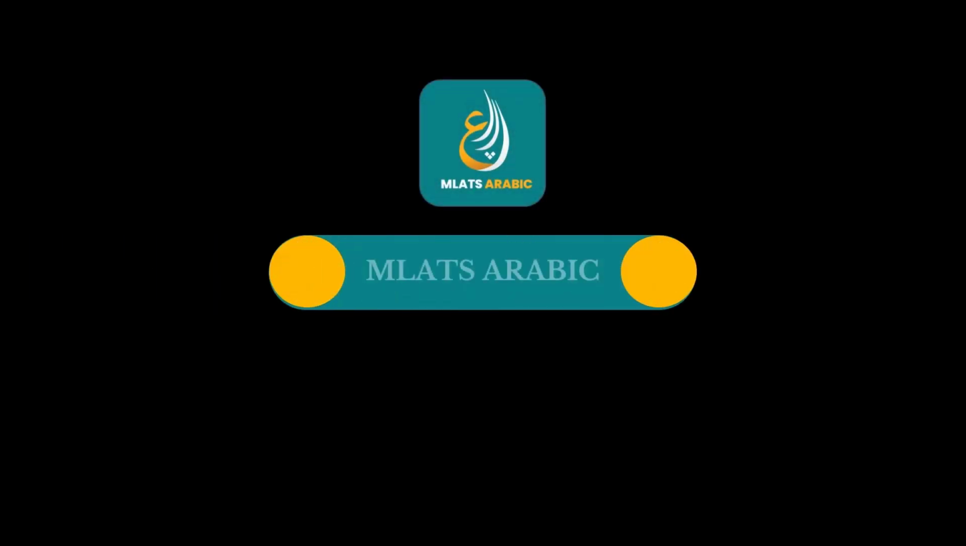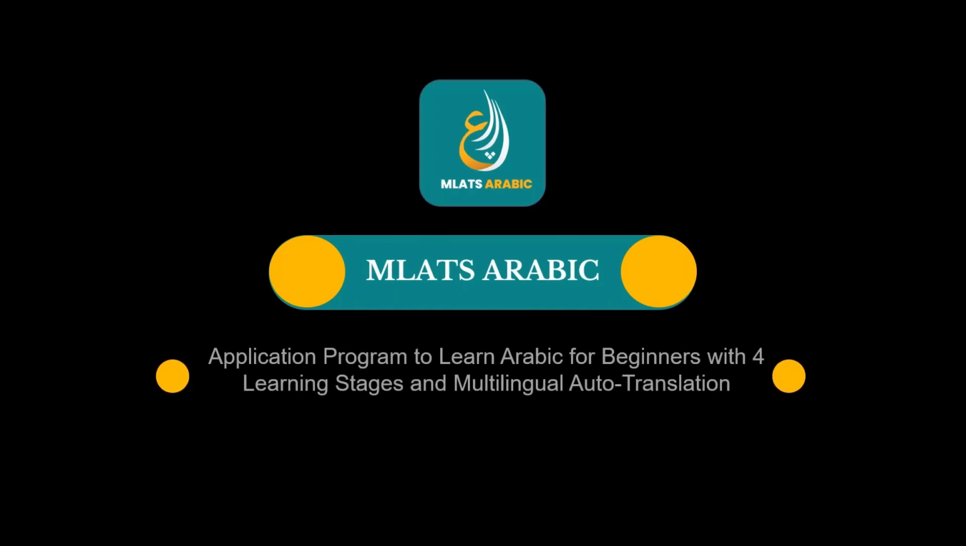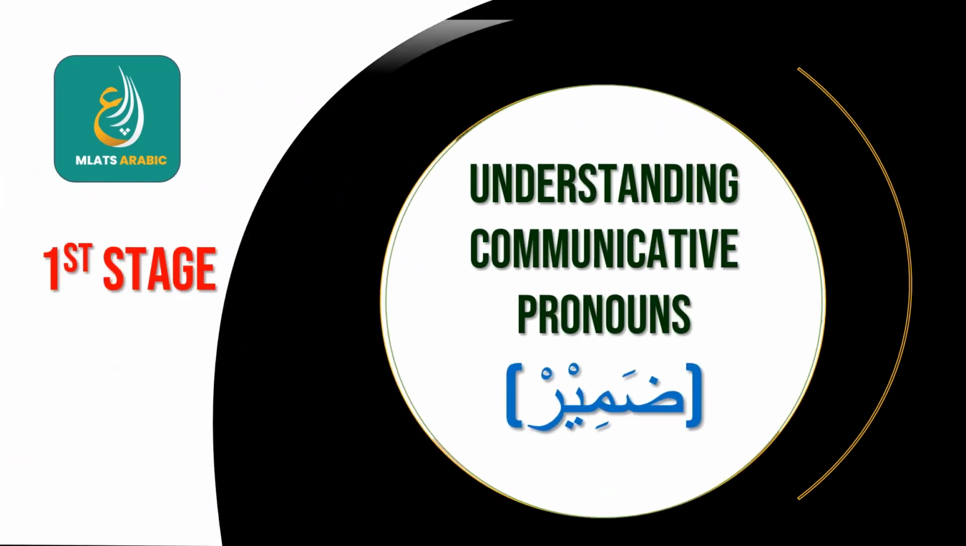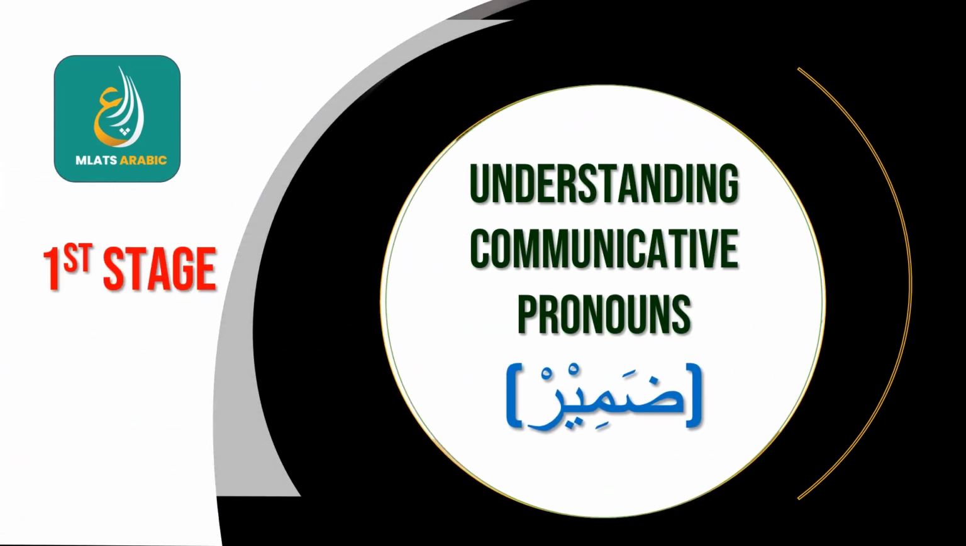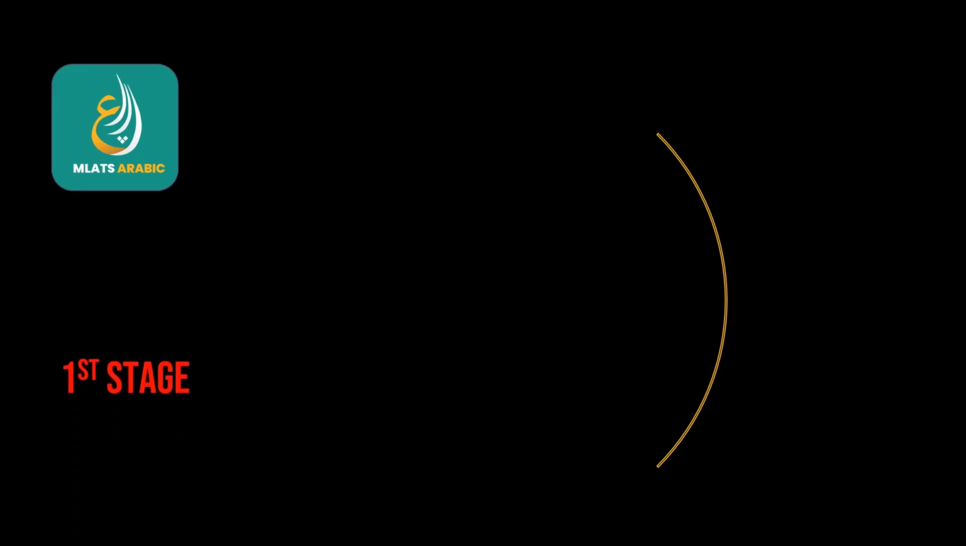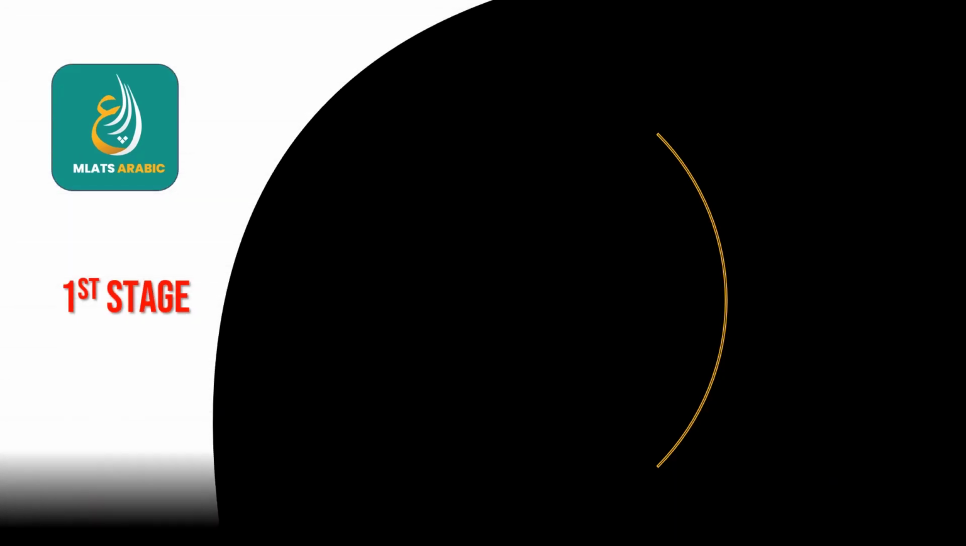Welcome to MLATS Arabic, an application program to learn Arabic quickly for beginners with 4 big step multilingual auto translation system. At the first stage, MLATS Arabic will introduce beginner Arabic learners to understand pronouns. In Arabic, it is called as domir. At this stage, the type of pronouns given to the learner are communicative pronouns.